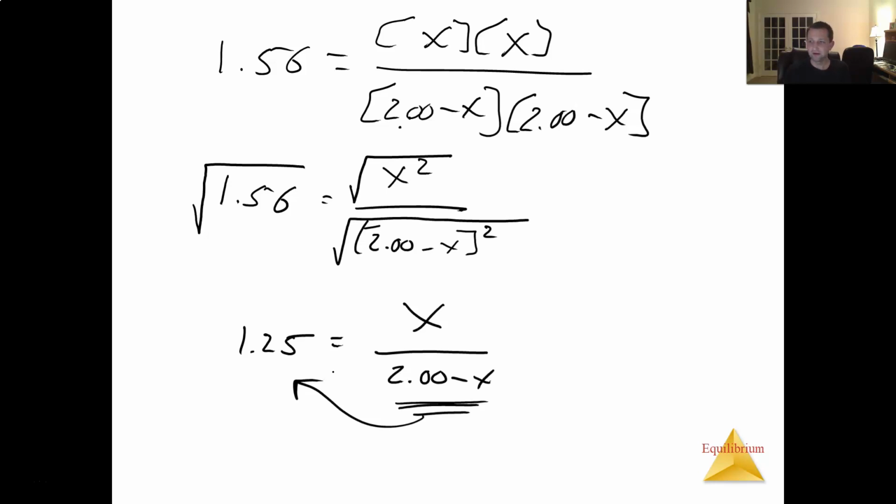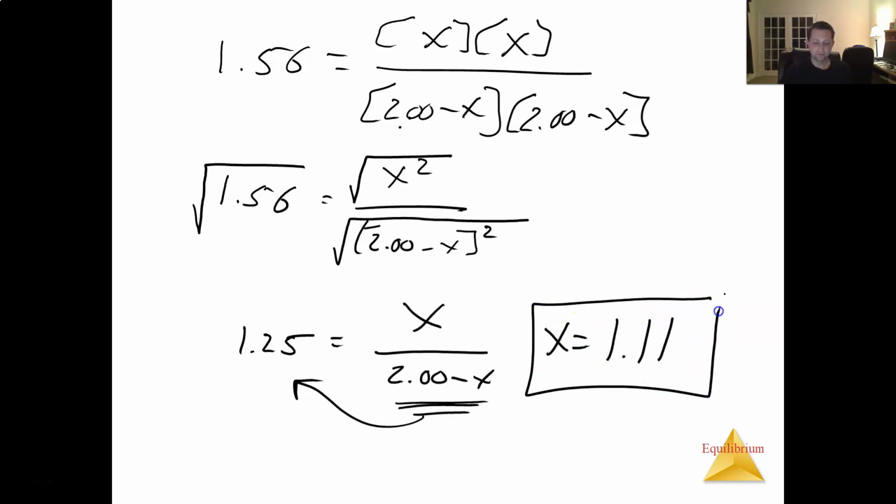All right, simplify it all, and you end up with x equals 1.11. Okay, if you just do simple algebra, right? So you have 1.25 times 2.00 minus 1.25x equals x. Right? Then you plug it in your calculator. Well, you don't need to. 1.25 times 2 is pretty easy to do without a calculator. Get x over here, get x over here and just solve for it, right? You end up with 1.11 for x.